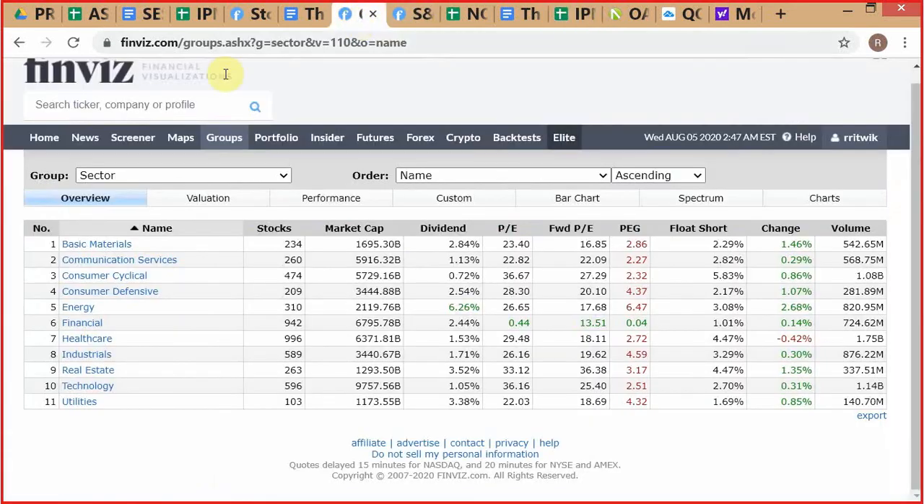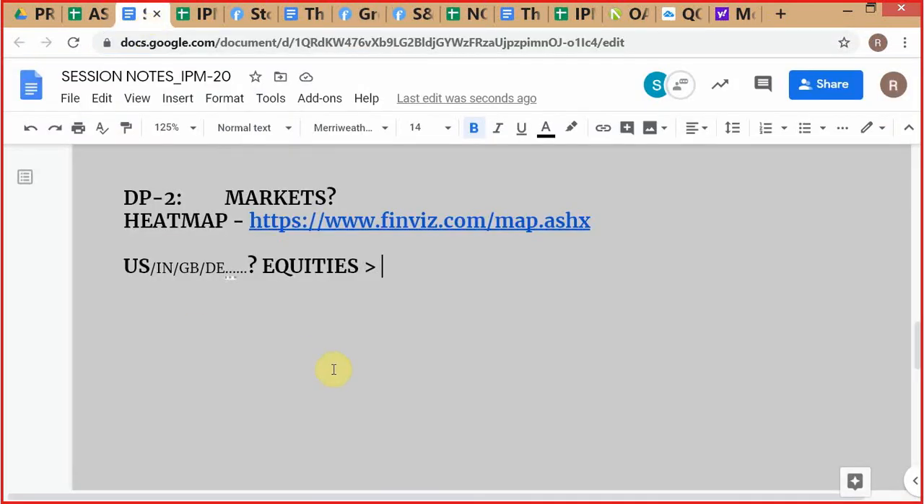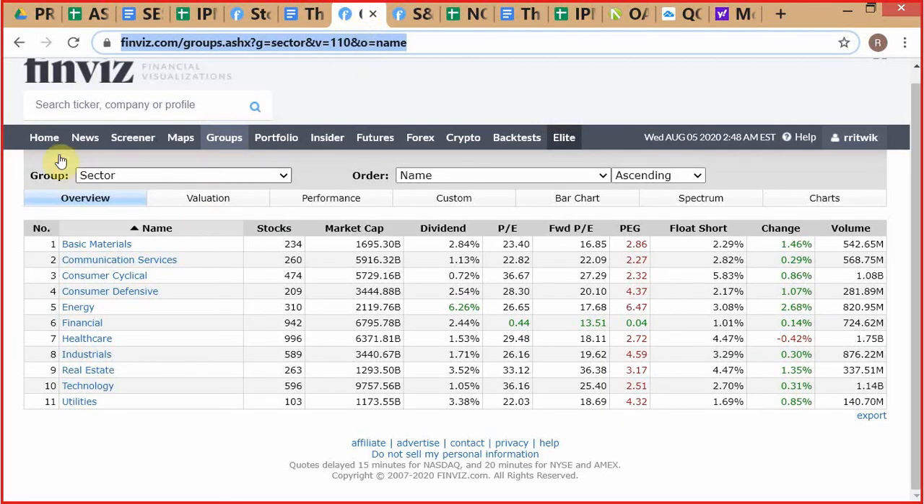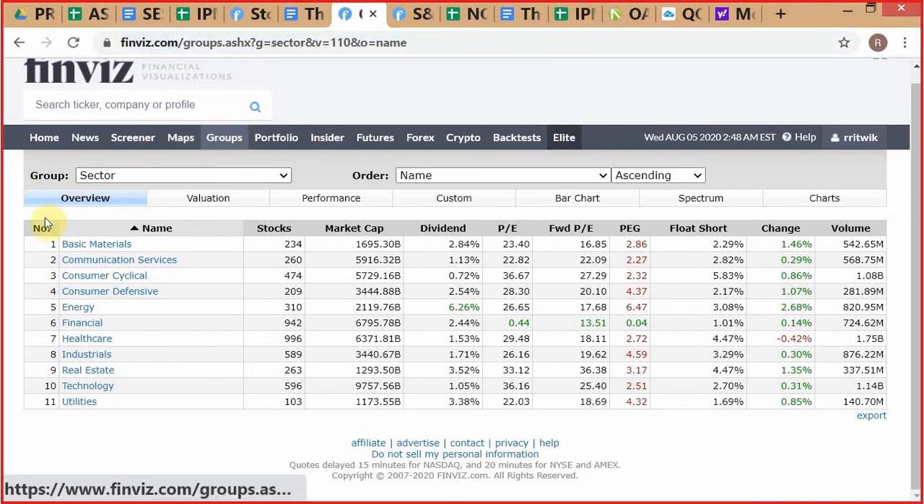Now here what we do is go under this. Let's put this link also in your notes. All right, this is what I'm looking at now. Okay, so if you go under FinViz, you go to groups, okay? Under groups, you'll find this. Under groups, there are various tabs, okay? Under groups, you have to choose the overview tab, okay?